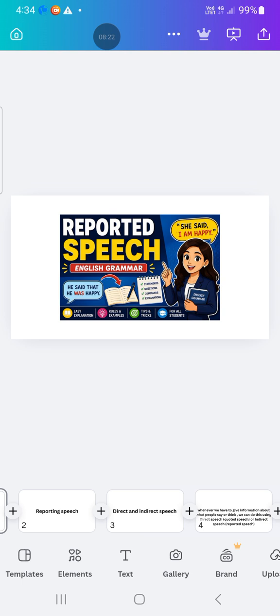Reporting verbs. The most common verbs used in indirect speech are said, told, and asked. Asked is used to report questions. For example, I asked Jamie what time the movie started. Told is used with an object. For example, Jamie told me he felt tired. Here, me is the object. Said is used without an object. For example, Jamie said he was going to teach online.